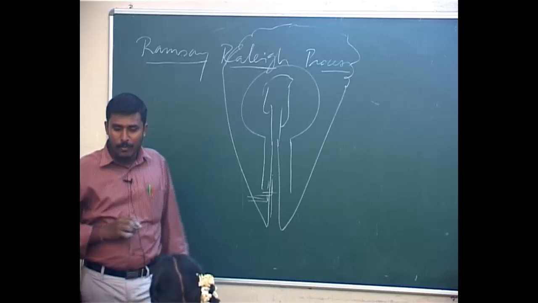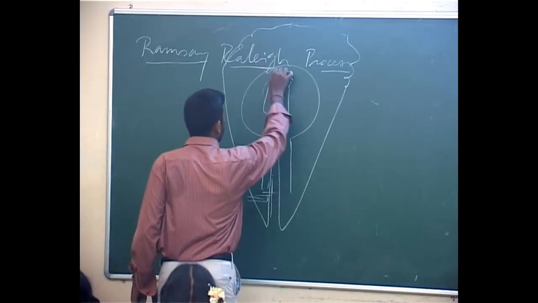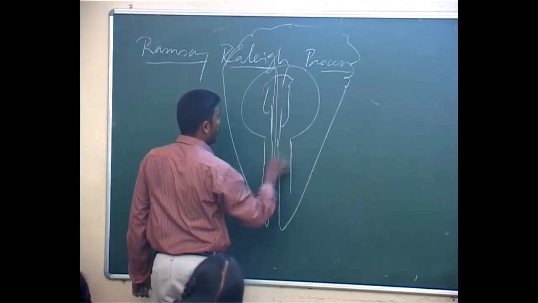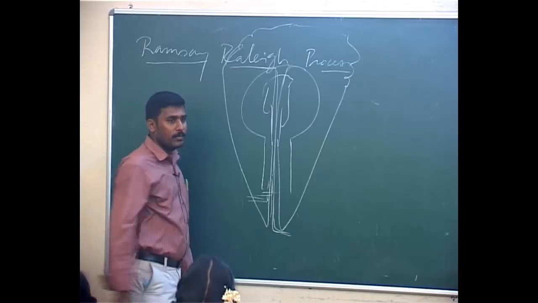Okay, this is a rough diagram only, you have to draw a very neat diagram. Clear? One tube will be here. Soda in, soda out and all will be there.